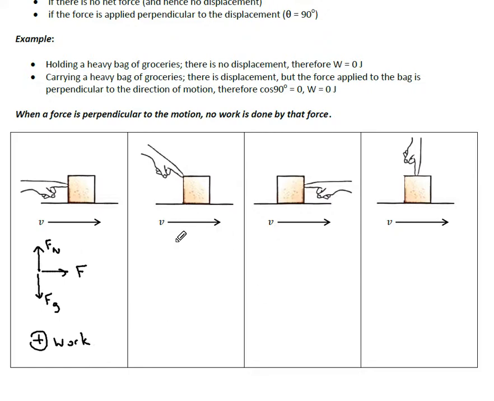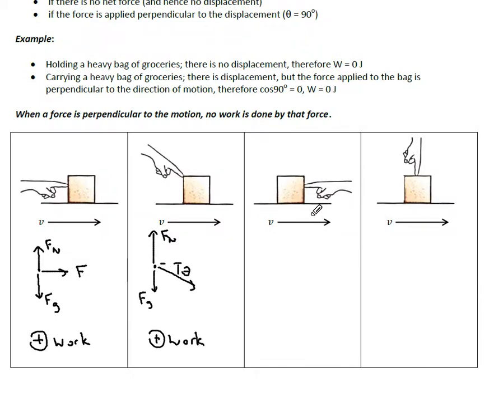And when we look at this next scenario, we're pushing downwards. So let's draw our free body diagram again. Force of gravity is down. We're pushing down to the right. And normal force is up. So again, assuming that the ground does not give way and this thing falls downwards, this thing is moving to the right. So we still have some positive work.